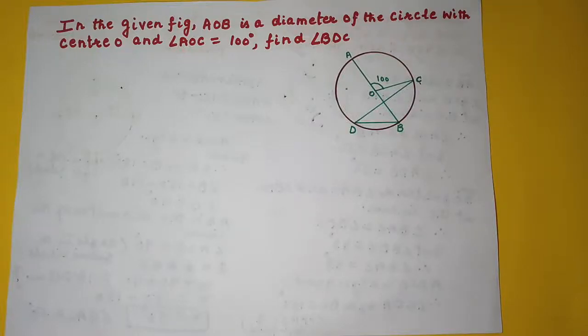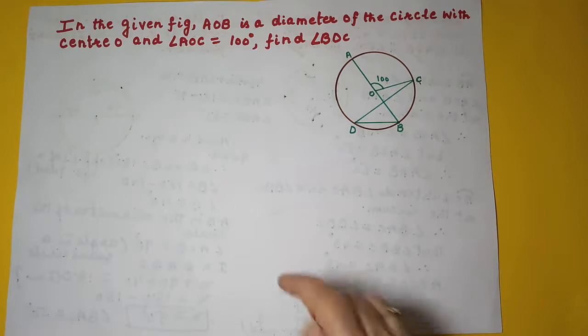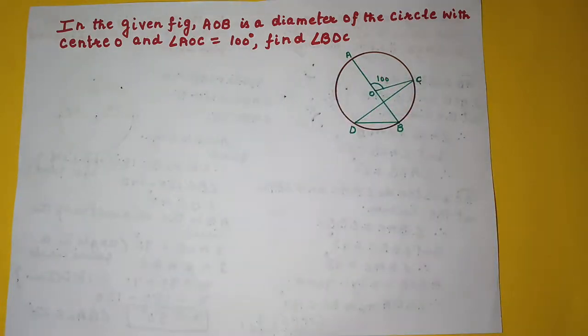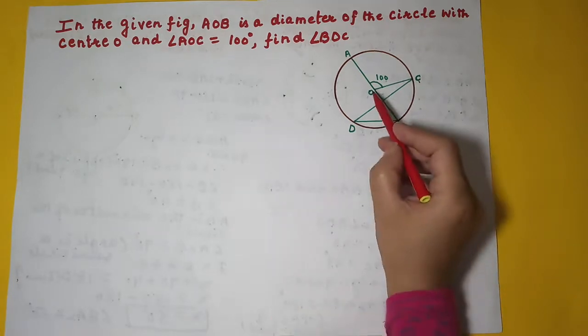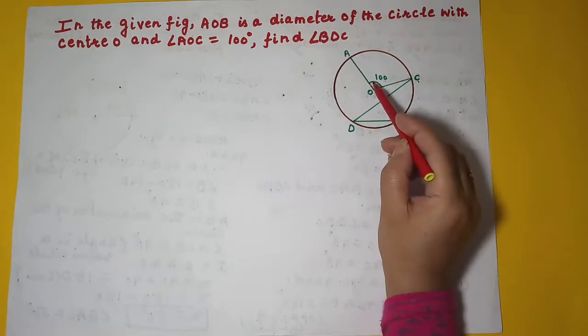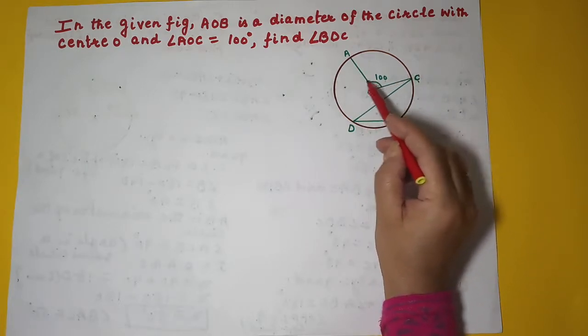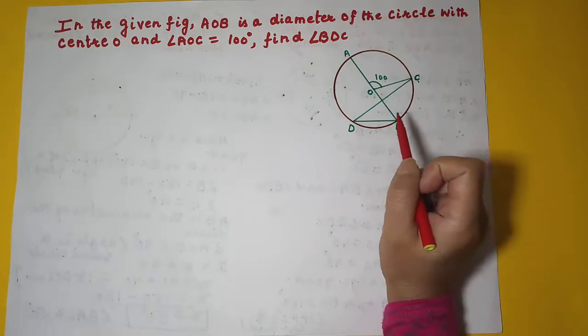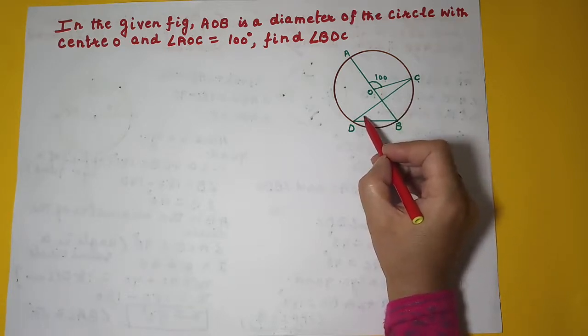In this video, we are again continuing with the circles. Now, he's saying that in the given figure, AOB is the diameter of the circle, right? With center O. O is the center of the circle, and angle AOC, this angle is given 100 degrees. He wants us to calculate angle BDC, that means this angle.